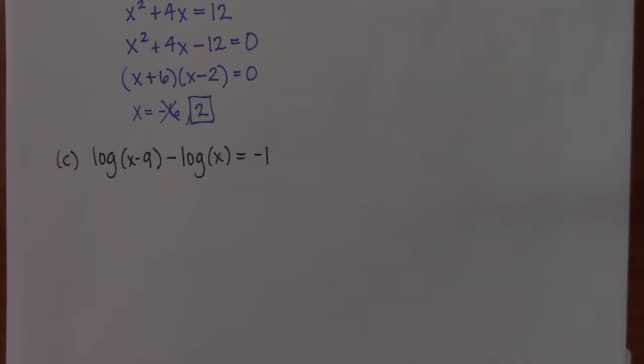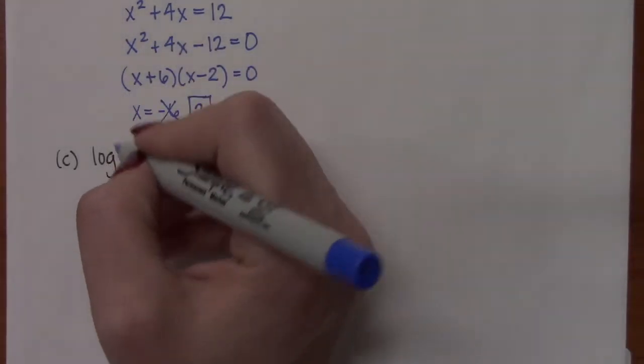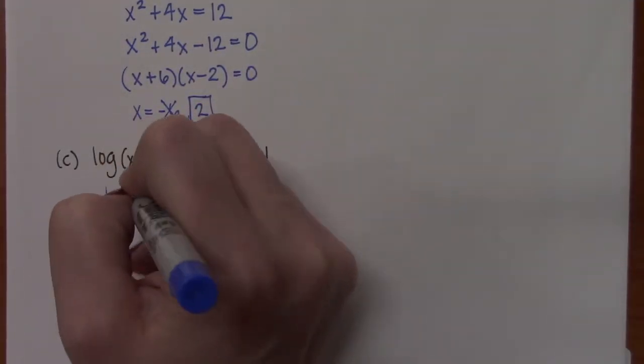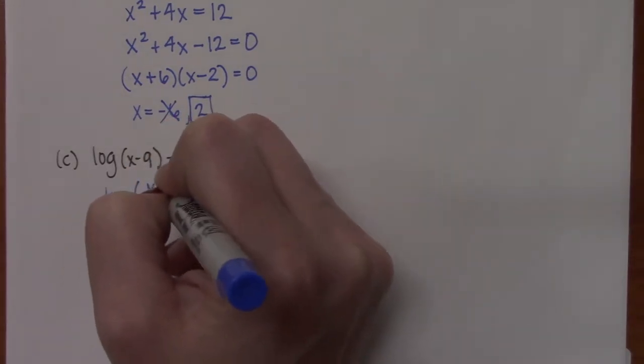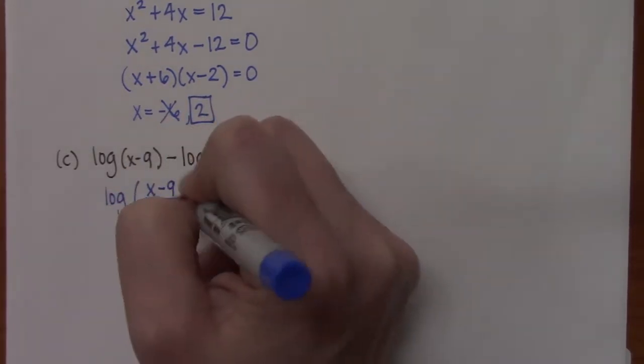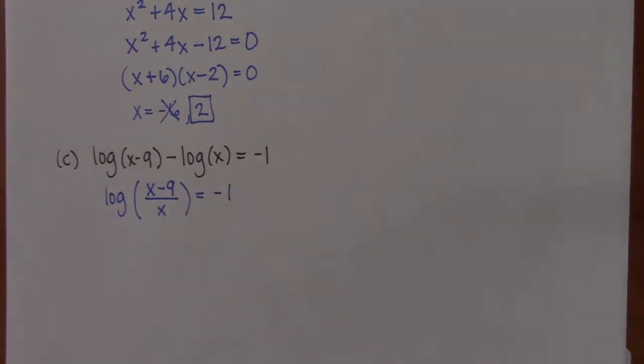So this one's a little bit different because I don't have logs on both sides of the equation. I could theoretically move one of these logs over to the other side, but it's not really going to do me any good because I have that -1 just sitting there by itself. So we still need to combine all the logs into a single term so we can eliminate them by raising it over its own base. On the left side, because we're subtracting, this becomes the log of x minus 9 divided by x equals -1.